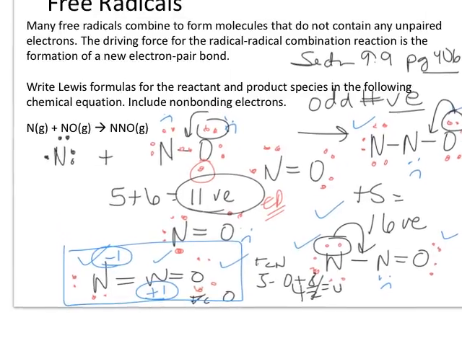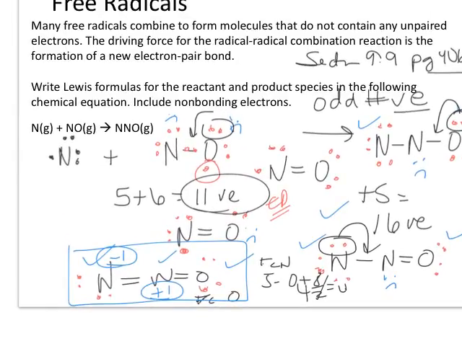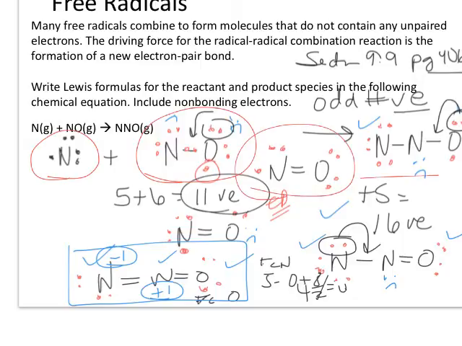It's also kind of interesting if you look at this, what's happening is this nitrogen has an odd number of electrons, and it's combining with NO, which has an odd number of electrons, to form this new N2O, which has an even number of electrons.